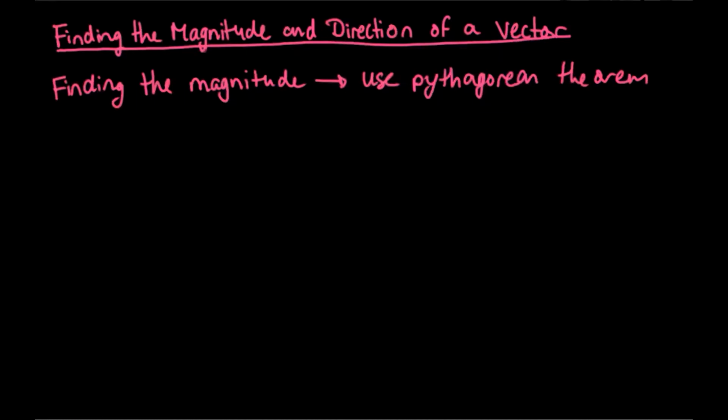Today we are going to be looking at how to find the magnitude and direction of a vector when you have been given the vector components or the unit vectors.